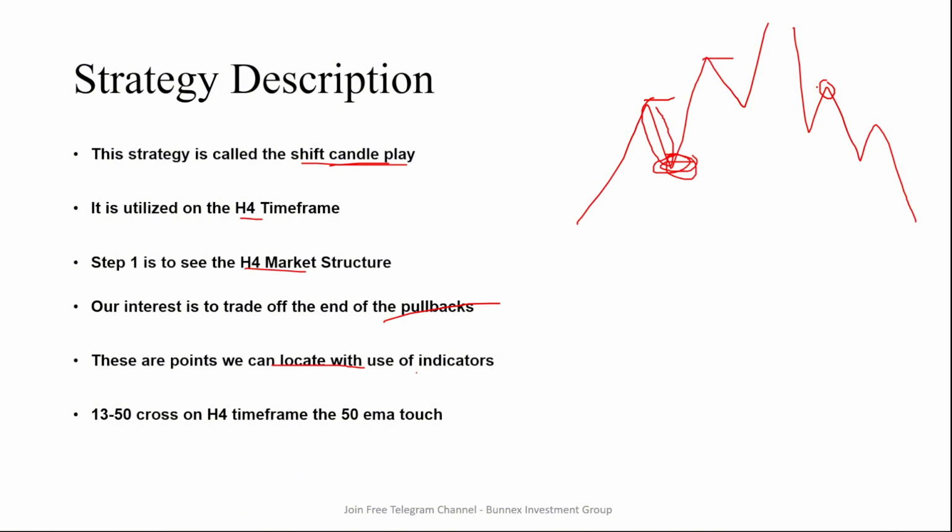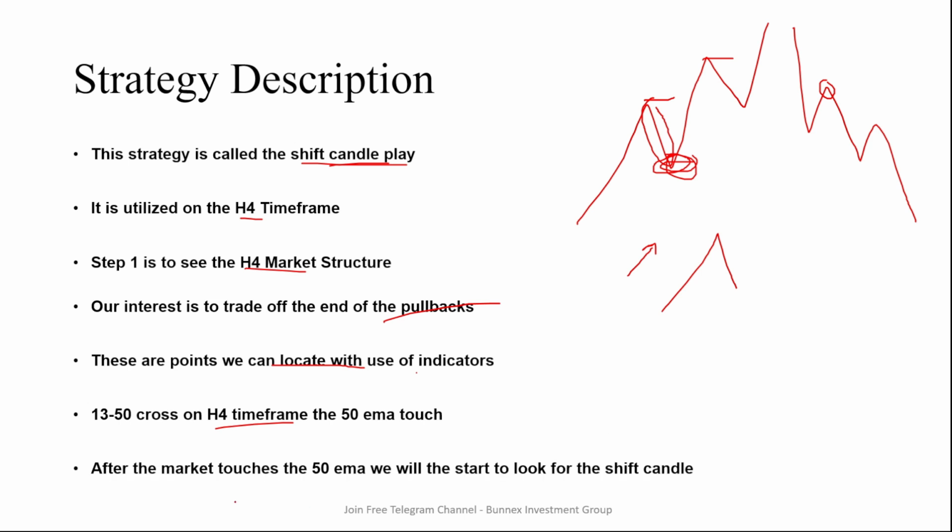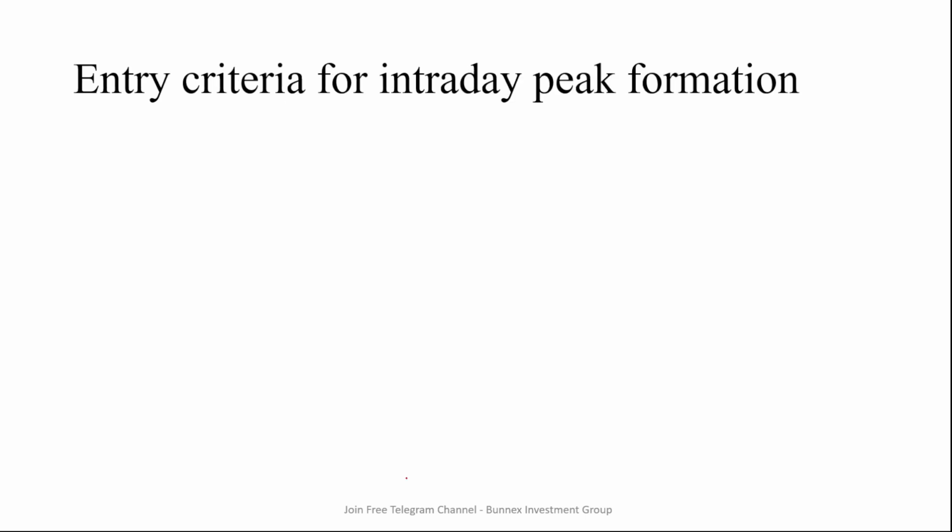So the 13 50 EMA cross on the H4 time frame will actually give us bias. Where is the market going? When we see the 13 50 crossing to the upside, we would expect to see the market go to the upside. And when the market pulls back to the 50 EMA, that is where we want to look for the shift candle. All right, so after the market touches the 50 EMA, we will start to look for the shift candle, basically like that. So you now need to understand this practically, and we now need to go to the examples.